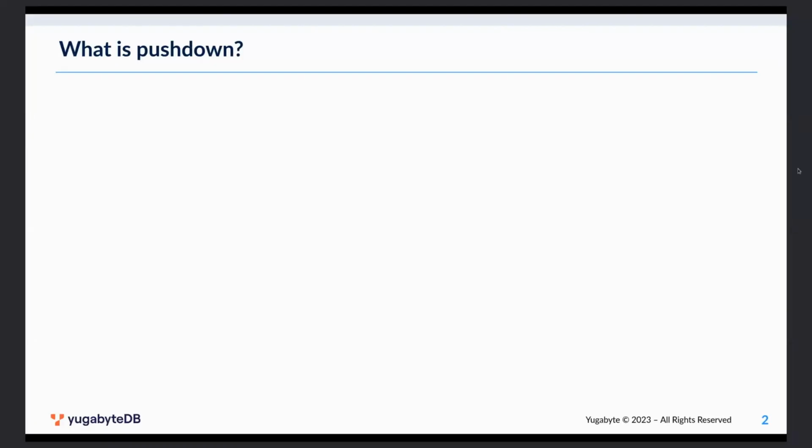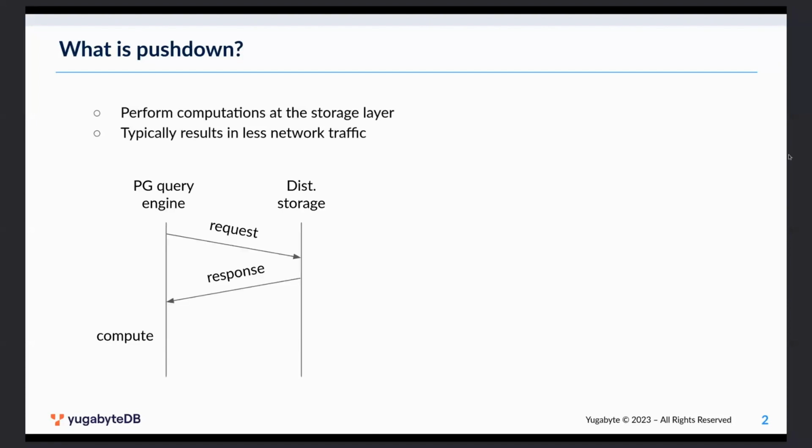Okay, so since this is our first YugabyteDB talk on pushdowns, I want to ask, what is pushdown exactly? It's when we perform computations at the storage layer rather than the query engine layer, and this typically results in less network traffic. Let's see an example.